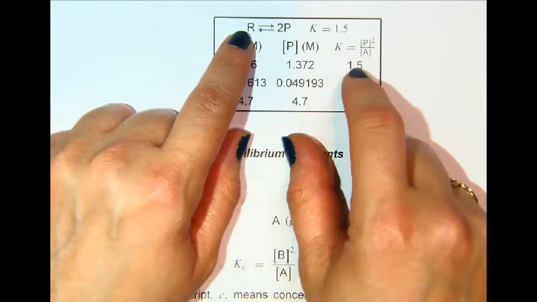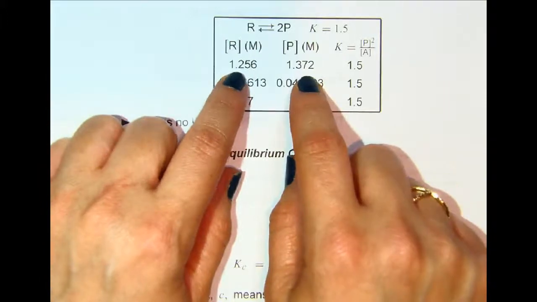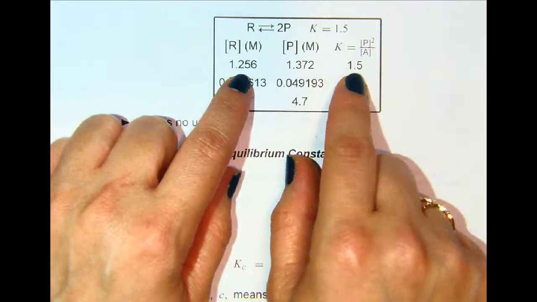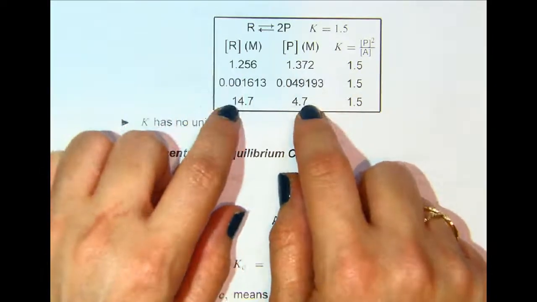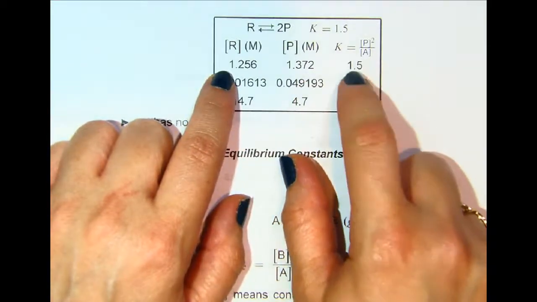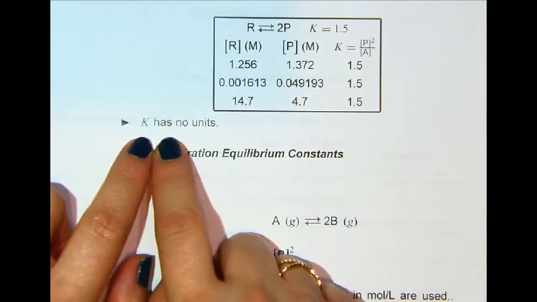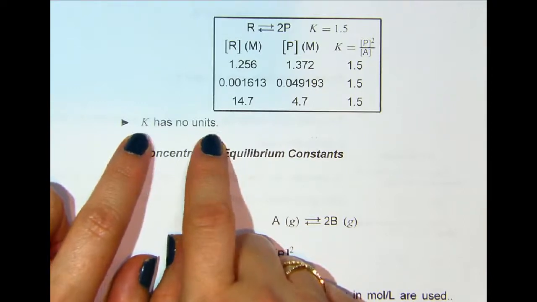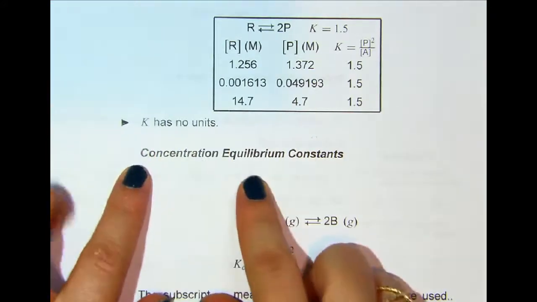So that means that K is constant, it remains 1.5. Therefore, the amounts of reactants and products always have to give the equilibrium constant of 1.5. And so you can see how the concentrations change. However, when you do the math in the law of mass action, you get 1.5 in each case. K has no units. This is like a big star. You're going to be asked about this a few times. The equilibrium constant, no matter what, is unitless.